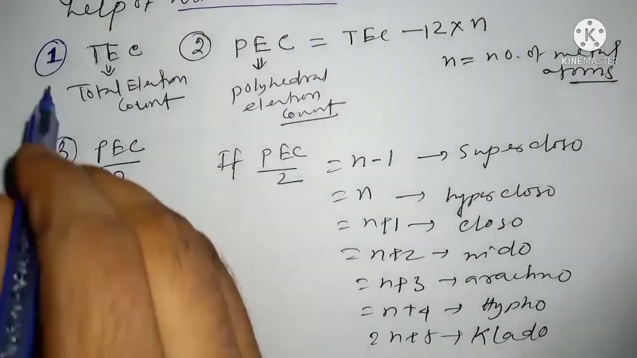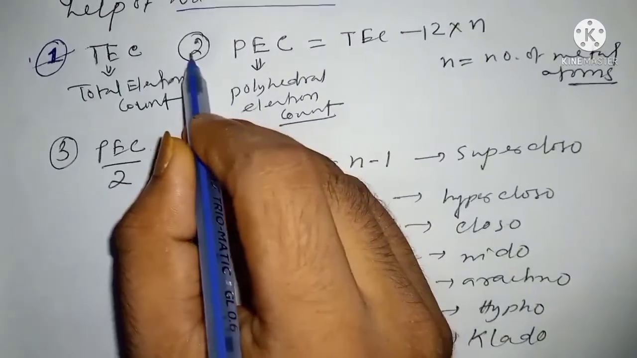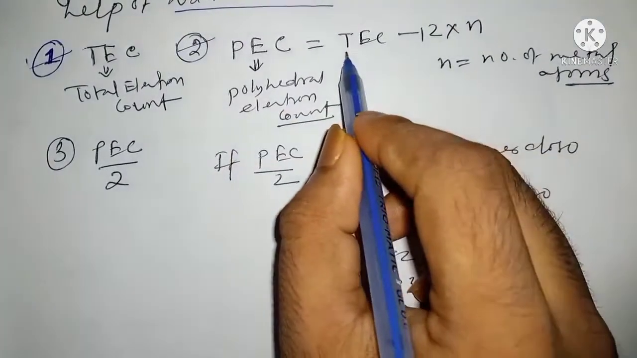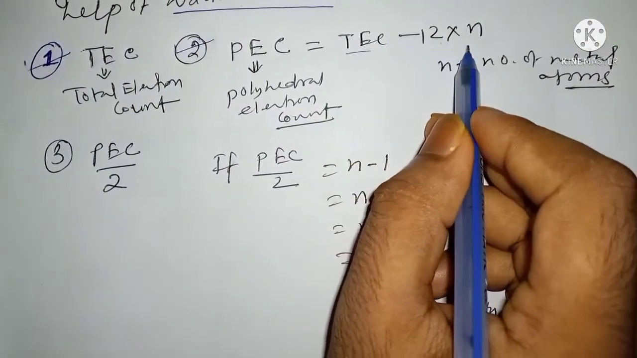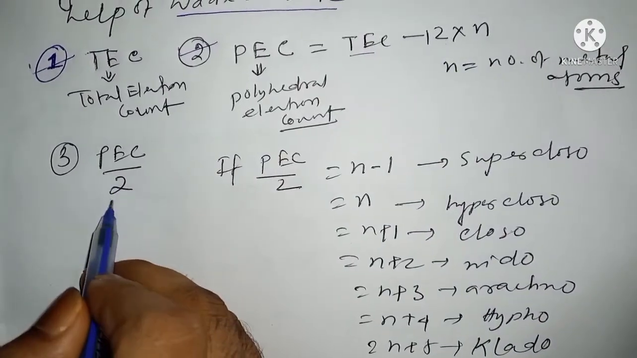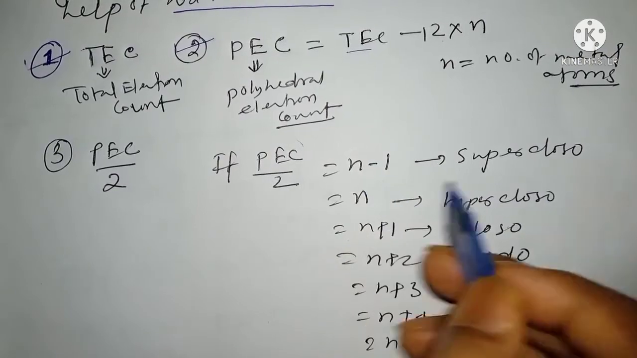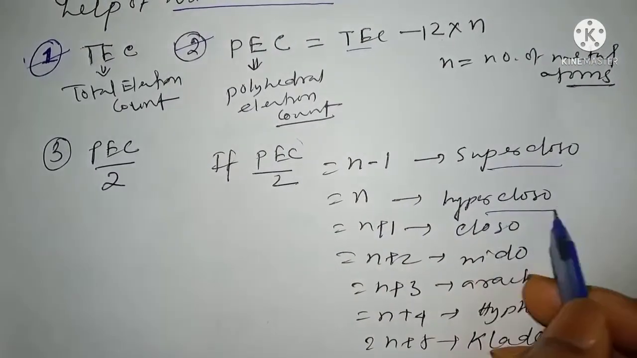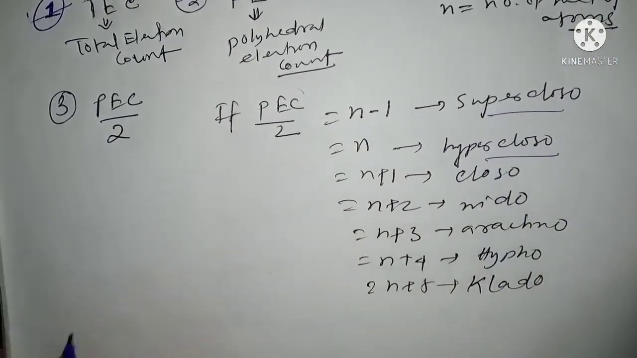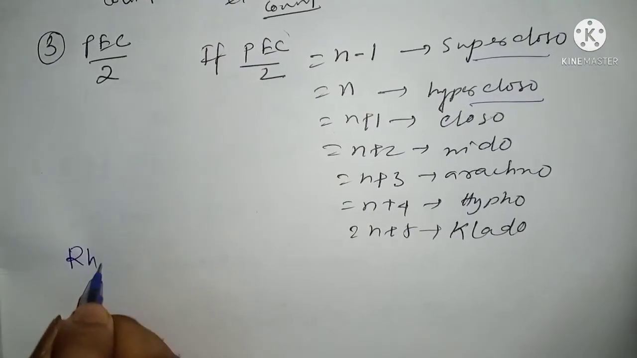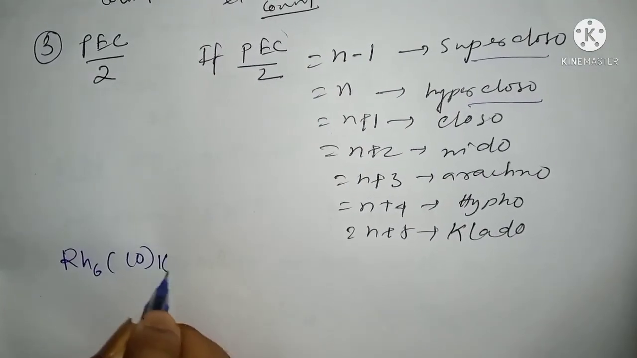So first calculate the total electron count, then calculate the polyhedral electron count equal to total electron count minus 12 into n. Then polyhedral electron count by 2. If polyhedral electron count by 2 equals n minus 1, this is superclosure, n equals hyperclosure, and so on.